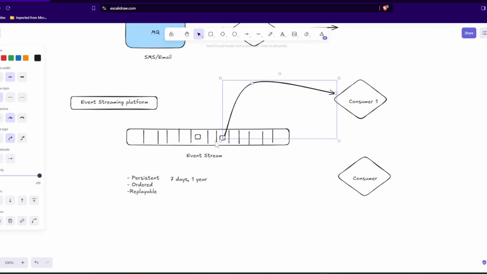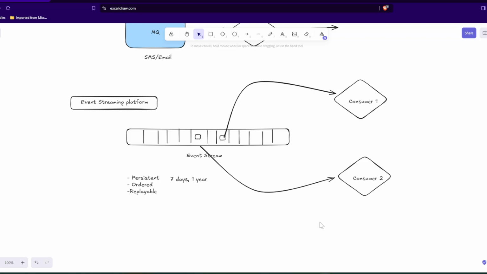Now this particular element, although it is behind, if consumer 2 wants, using a property called offset, he can read from the event stream any message in that particular stream or queue. So we call it replayable. And ordered means that whatever order we maintain while inserting the data, if a consumer keeps reading the data one by one, it will be consumed in that ordered fashion. So these are the three basic features: persistent, ordered, and replayable.